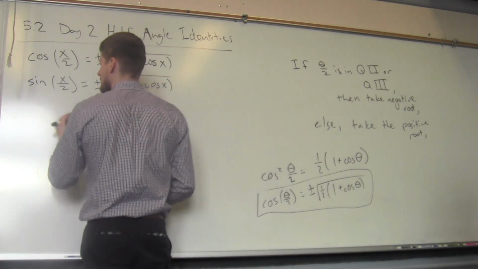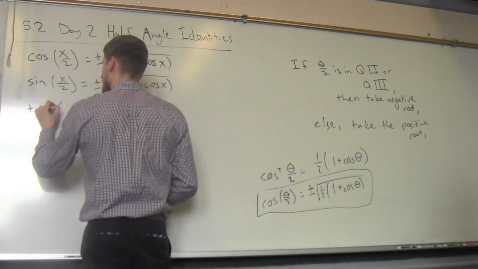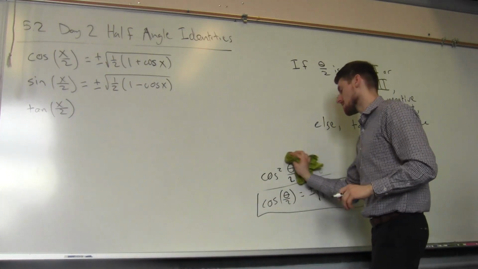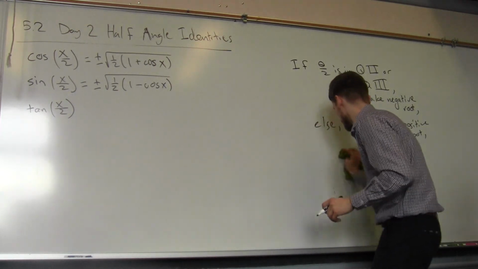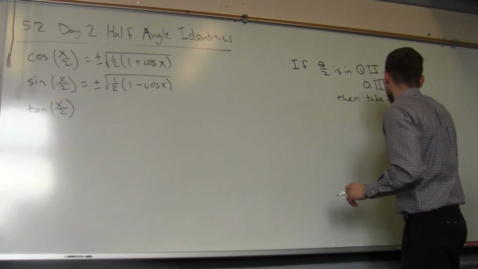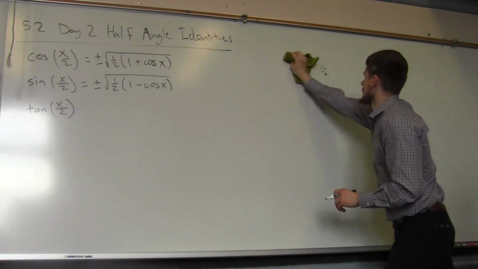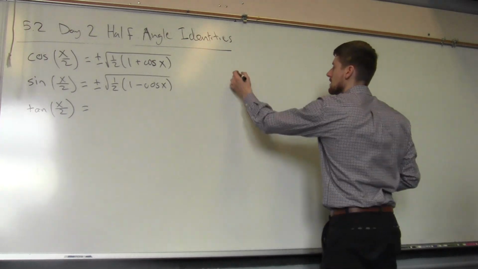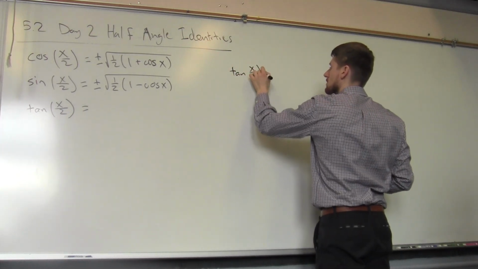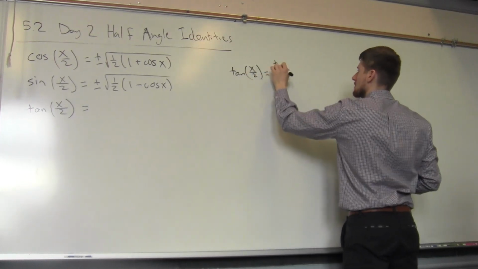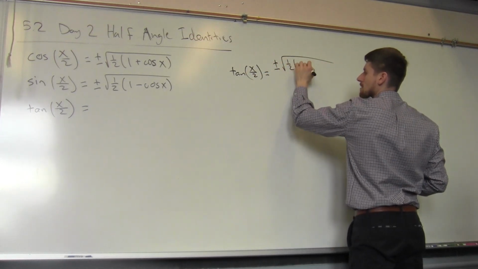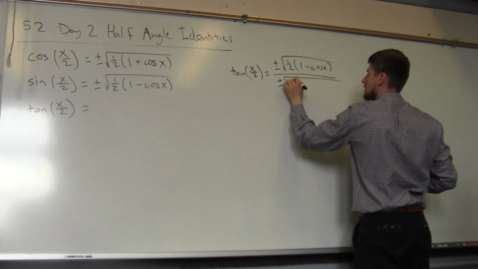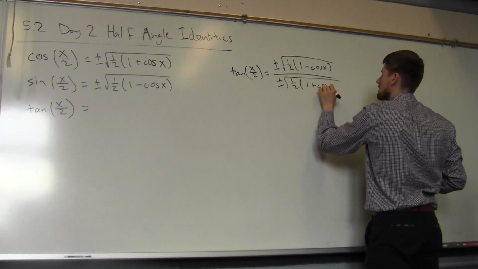And then lastly, the tangent of x over 2. Well, I'm going to derive that one because it's actually a little bit of work to derive. It's not obvious. Well, remember the tangent is sine over cosine. So tangent x over 2 is equal to plus or minus the square root of 1/2 times 1 minus cosine x over plus or minus square root of 1/2 times 1 plus cosine x.